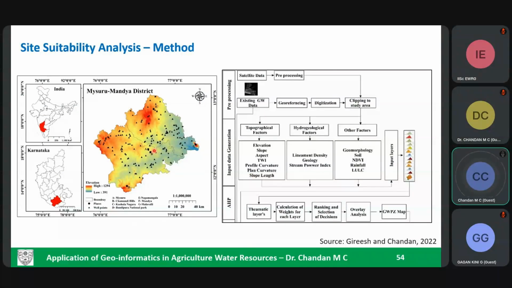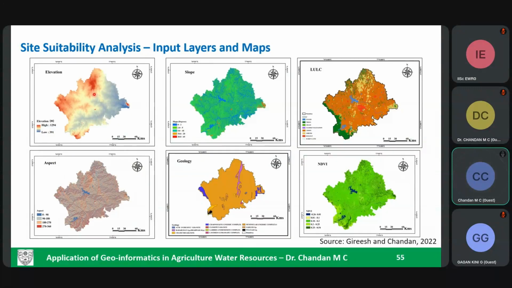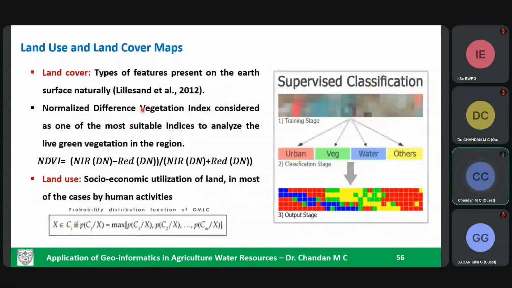One of the studies that we did in Mysore and Mandya district was to estimate the groundwater potential zones. These were the input layers that were used, like I mentioned: elevation, slope, LULC, NDVI, geology, etc. For land cover, we discussed NDVI, the normalized difference vegetation index. Then for land use, we can go with an unsupervised or supervised classification technique, like the Gaussian maximum likelihood classifier, which considers the variance and covariance along with probability density contours.